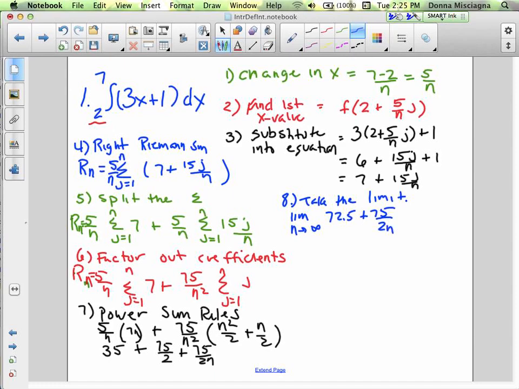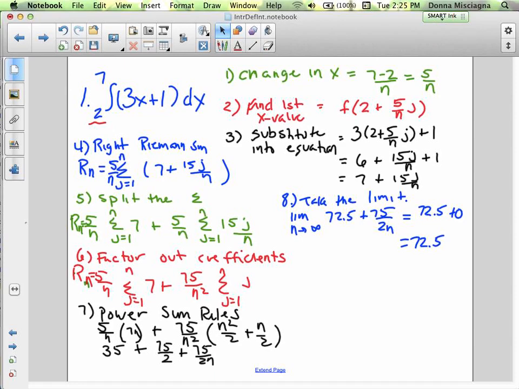And of course, the limit of 72.5 as n goes to infinity is 72.5. It's a constant. And the limit of 75 over 2n as n goes to infinity is 0. So our exact answer here is 72.5. So now these are not approximations anymore. This is the exact area under the curve. If we did a left Riemann sum or a right Riemann sum or a midpoint or trapezoid, all of those would be approximations. But when we take the limit of those Riemann sums, as n goes to infinity, we have the exact answer.